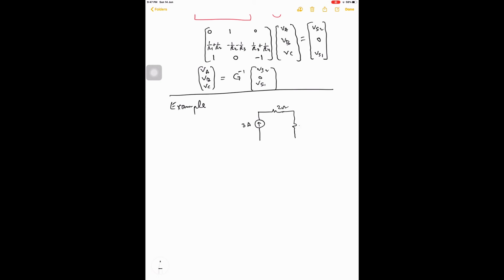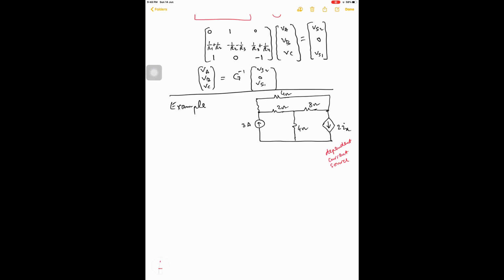2 ohm, and over here 4 ohm, and this is 8 ohm, and there is 4 ohm, and this is a dependent current source, and the current flowing through this source is 2Ix.